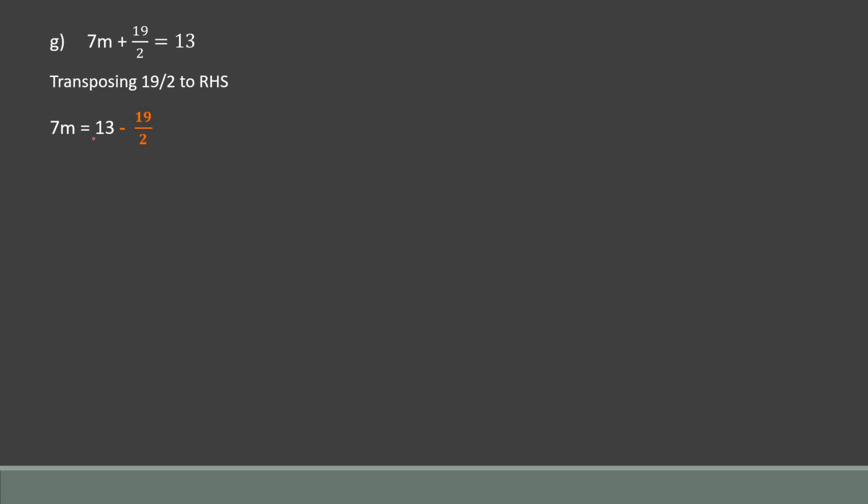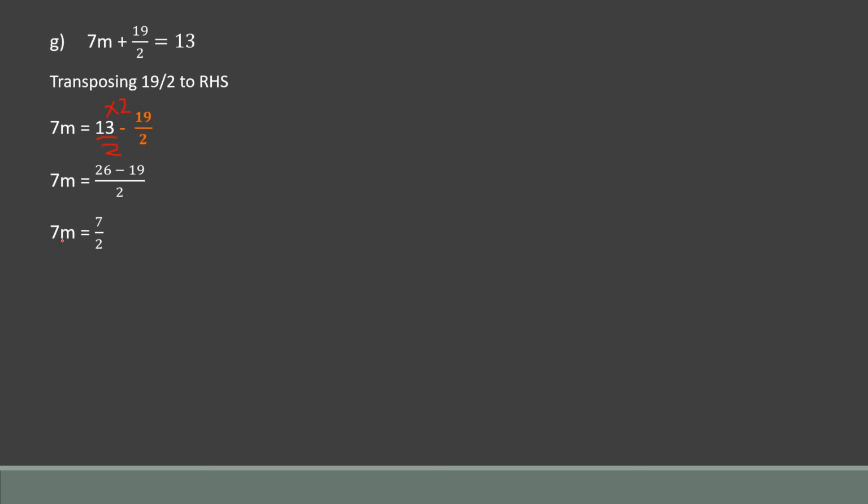But you can see here the denominator is not the same. So what I am going to do first, I am going to solve this by multiplying by 2 over here. I'm going to make the denominator the same. That's why I'm going to multiply 13 by 2. So I will get 26 minus 19 upon 2. Here I am getting the same denominator. Answer will be 7m is equal to 26 minus 19, that is 7 upon 2. My new equation is 7m is equal to 7 by 2.